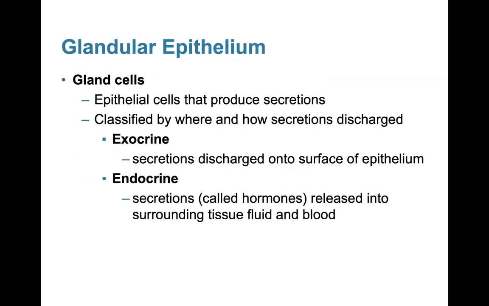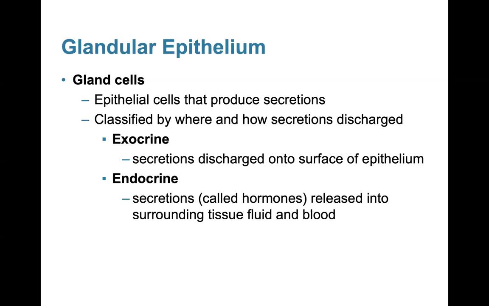As I mentioned, all glands are formed from epithelial tissue, epithelial cells that produce secretions. They are classified by where and how the secretions are discharged. And we have two primary types of glandular tissue. Exocrine, where secretions are discharged onto the surface of the epithelium, and endocrine, where secretions, which are called hormones, are released into the surrounding fluid and blood.